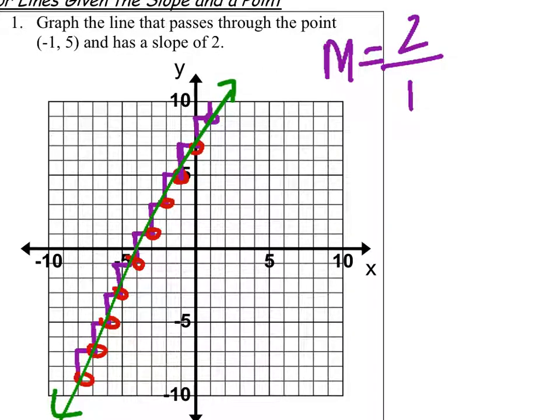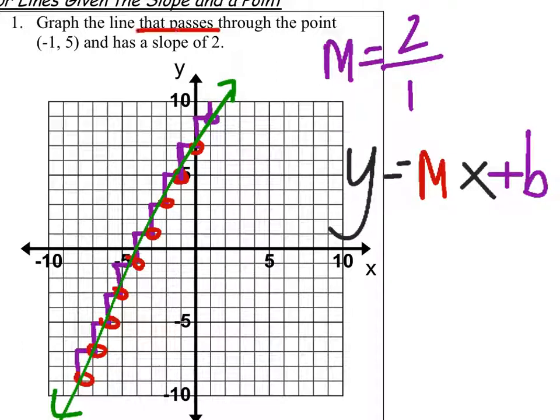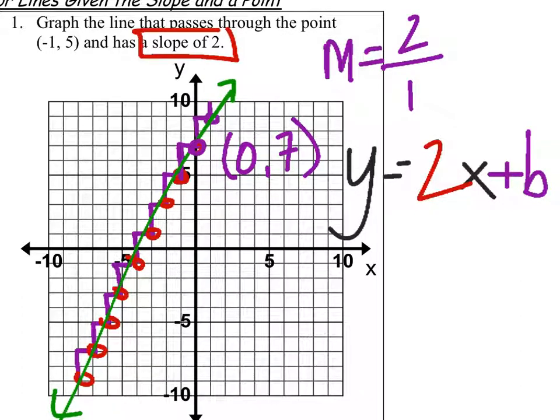Bam. Nailed it. So there's our line. There's the points. It did want us to graph, but now it wants the equation. So the equation should be in the form y equals mx plus b. And we can see up here that the slope m is 2. So I can replace m with 2. And then we can see from the graph that the y-intercept right here is at 0, 7. So this plus b is going to actually end up being plus 7. There it is.